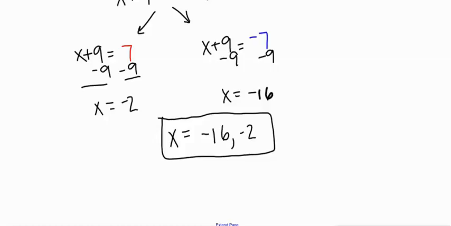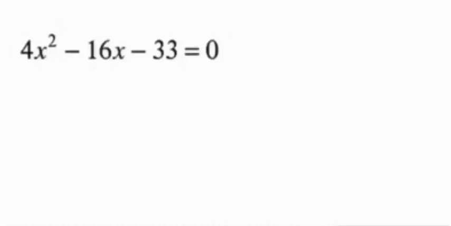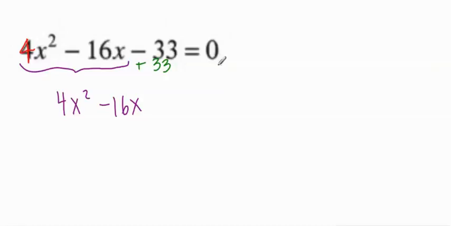Okay, let's try another problem where we have a leading coefficient for a quadratic term. Notice how we have this 4x squared. Well, I'm first going to do the same thing I did before. I'm going to look to get the first two terms all by themselves. So I'll have 4x squared minus 16x. But now I'm going to add 33 to both sides to get rid of that constant.